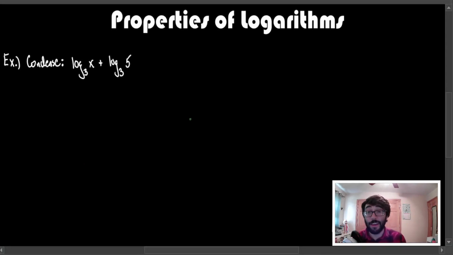Okay, so let's go ahead and take a look at a couple of problems. Now, first we're going to be talking about condensing, taking multiple logarithms and boiling them down to a single logarithm. So in this example here, we have log base 3 of x plus log base 3 of 5. Now, it's important to note that the base of each logarithm is the same. If they were different, we actually wouldn't be able to do anything. But because the bases are the same, we can condense these two.